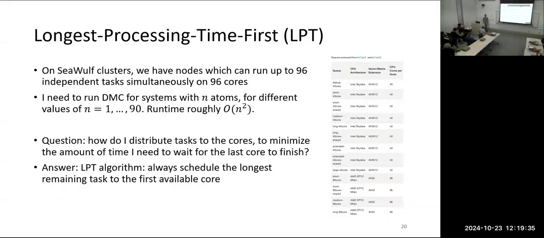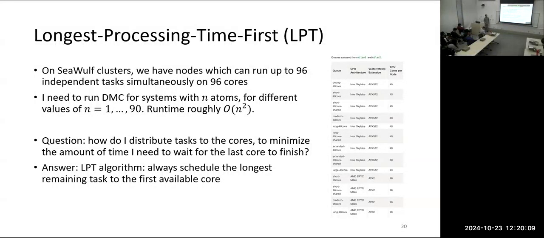And I happen to know roughly the runtime of the diffusion Monte Carlo algorithm. It's on the order of n squared because the potential energy function basically scales quadratically with the number of particles, since it's the potential energy for each pair of particles, and the number of pairs of particles is n squared. So basically I have a bunch of tasks and I know how long they're going to run. The question is, how do I best distribute these tasks across the different cores in order to minimize the amount of time that it takes for the whole thing to finish?